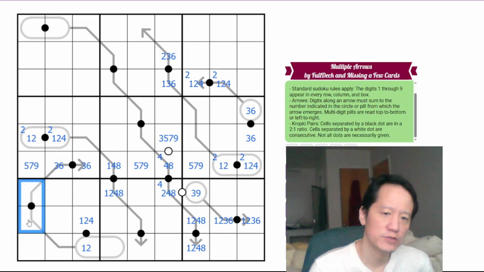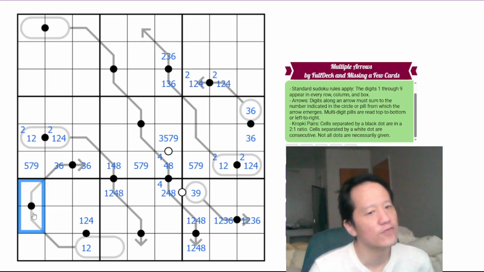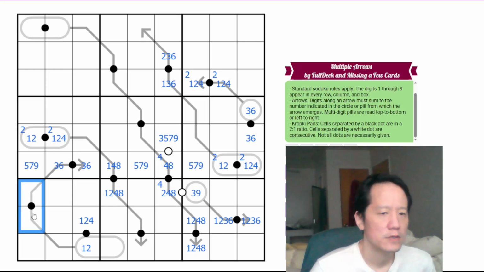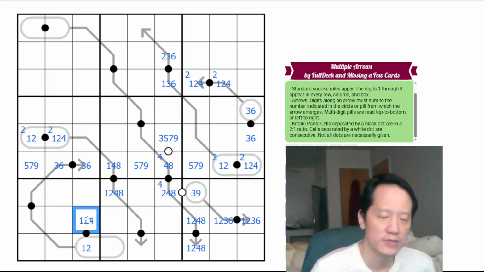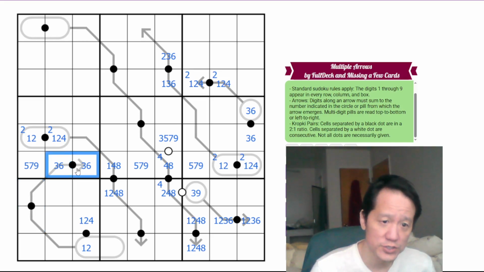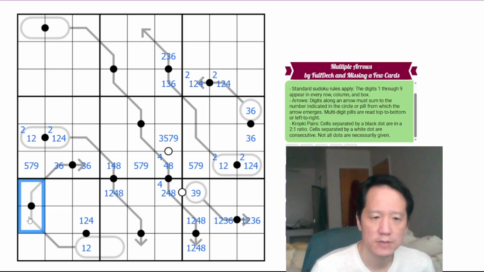This cannot be a 1, 2 pair here. So this is at least 2 and 4. Oh, but it cannot be 2 and 4 because that would eliminate all possibilities for this cell pair here. So this is at least 3 and 6 then. So this is 3 and 6 plus 3 and 6. That means this is 18 at least here.